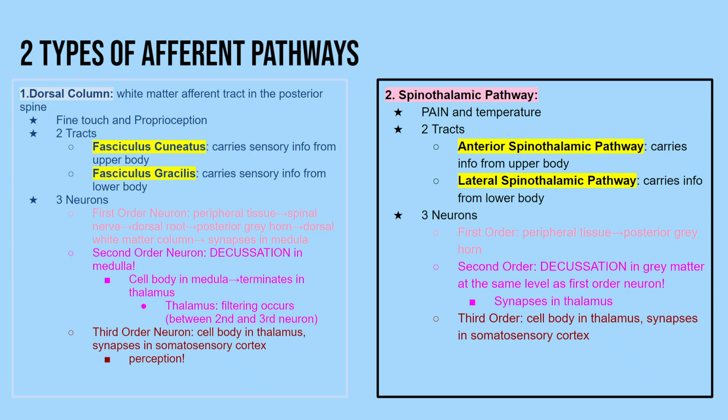In the spinothalamic pathway, crossing over occurs in the spinal cord at the same level that the stimulus was received. So instead, if I had a painful stimulus on the left side of my body, it would travel to the spinal cord, cross over right away, and travel up the spinal cord on the right side of my body. That's basically what that means. And they both meet in the thalamus and then go to the somatosensory cortex to be perceived.